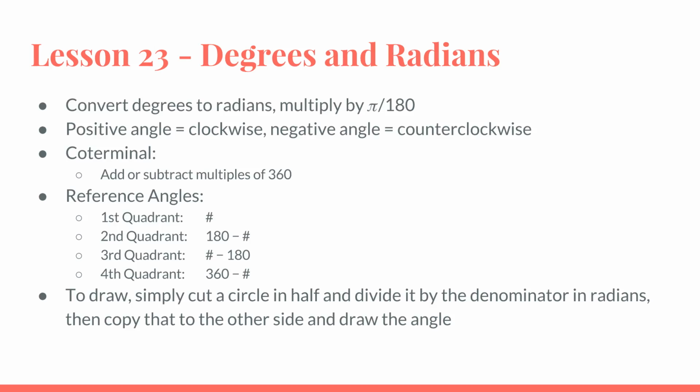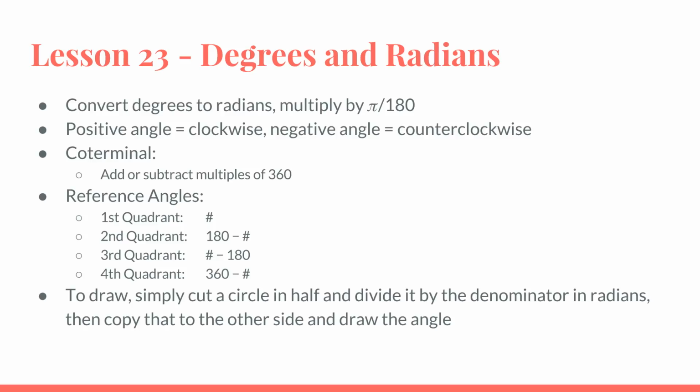In lesson 23, we learn degrees and radians, and we convert degrees into radians by multiplying the degrees by pi over 180, or vice versa, radians to degrees by multiplying by 180 over pi. Now, in order to draw an angle measure, a positive angle will go clockwise, a negative angle will go counterclockwise, and for coterminals, you're going to add or subtract multiples of 360. This is to find another angle measure that is on the same actual angle line.